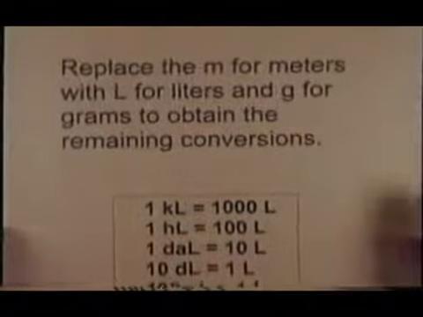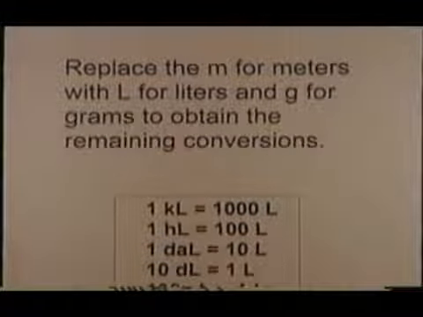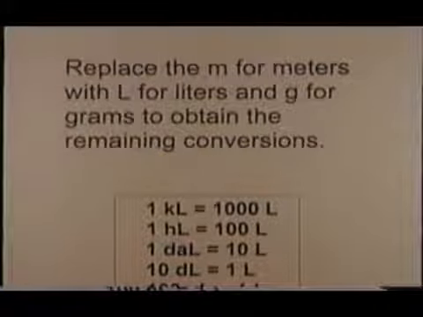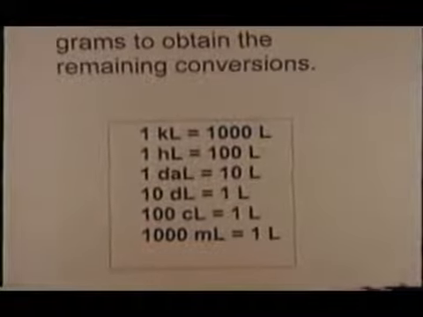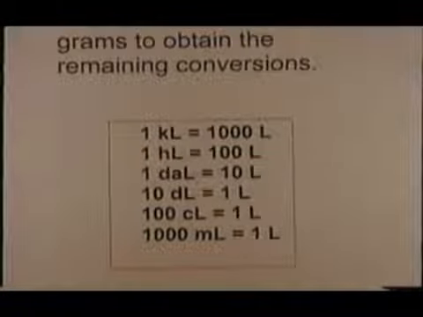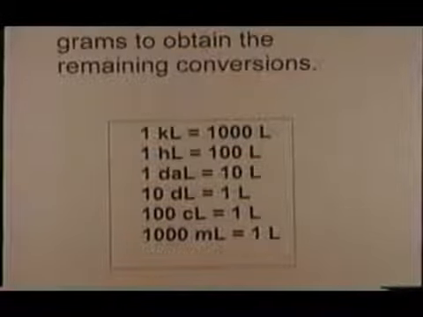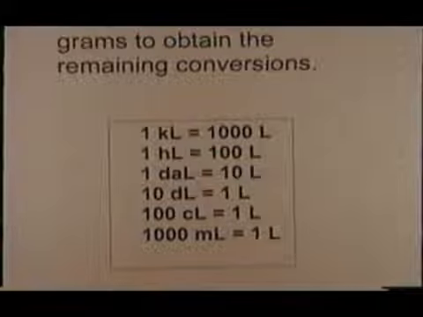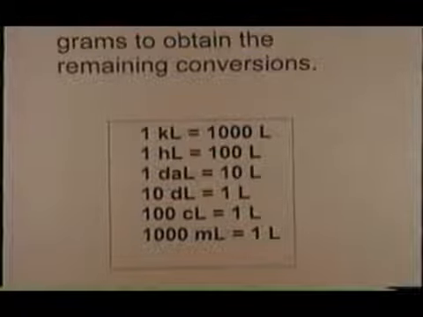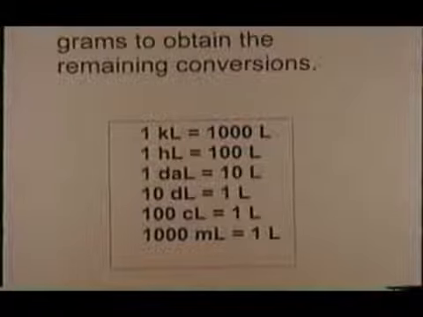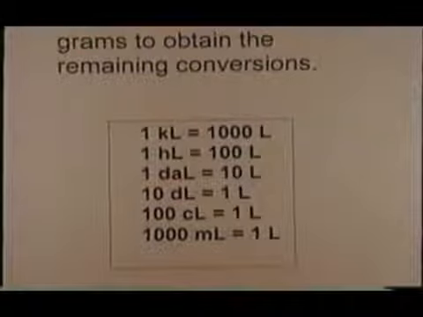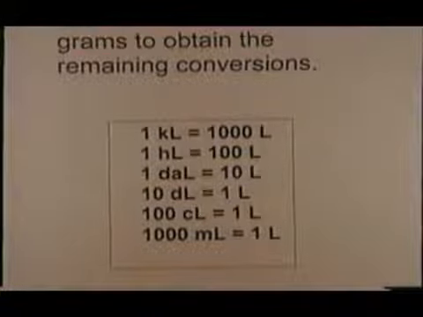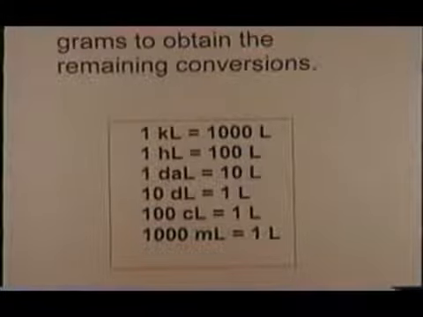Now, to obtain the other conversions that we need, we simply replace the M for meters with L for liters and G for grams, and keep the prefixes as they were to obtain the rest of the conversions. So these are our capacity conversions. 1 kiloliter is equal to 1,000 liters. 1 hectoliter is equal to 100 liters. 1 decaliter is equal to 10 liters. 10 deciliters equal 1 liter. 100 centiliters equal 1 liter. And 1,000 milliliters equal 1 liter.